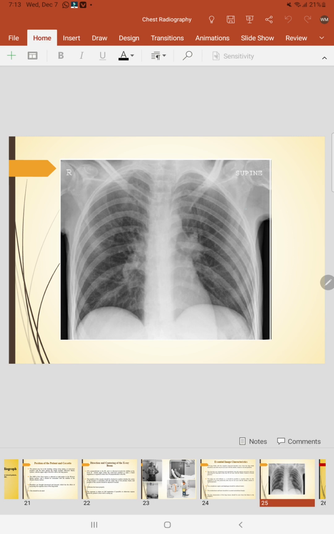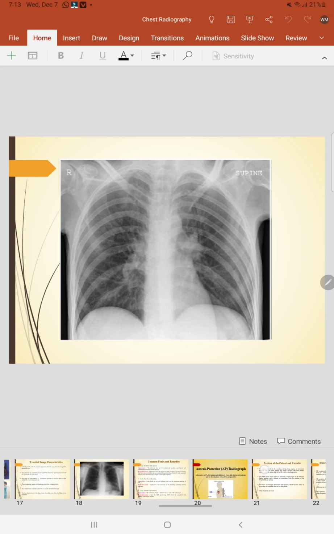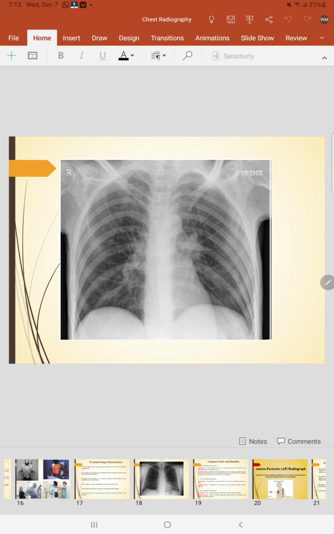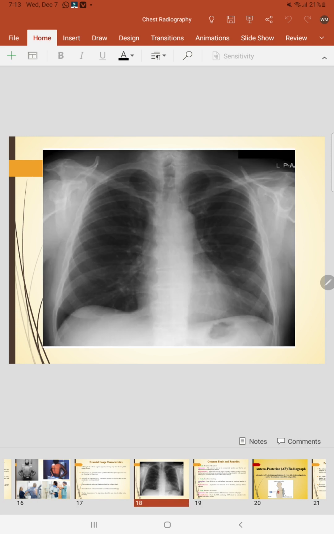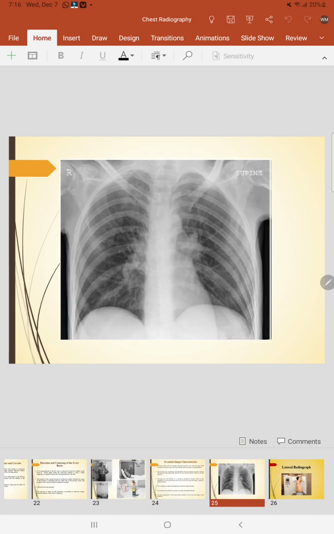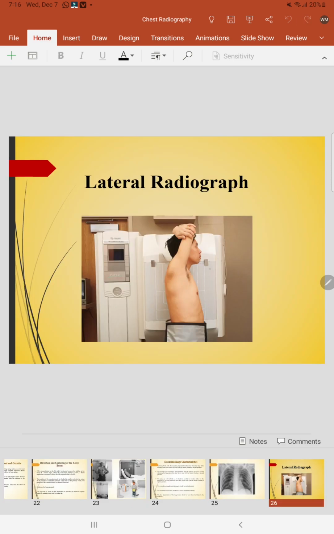Okay, this is an AP projection. Then you can see the ribs are somewhat not similar to the PA. Okay, now I will show the PA. This is the PA radiograph. You can see the ribs are like this. The heart is very clear. Okay, then the lateral radiograph.